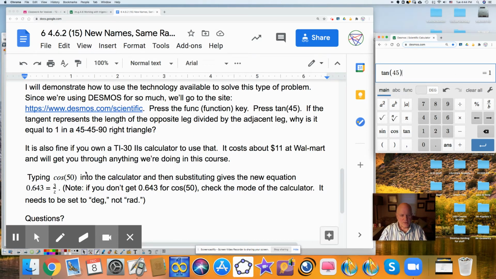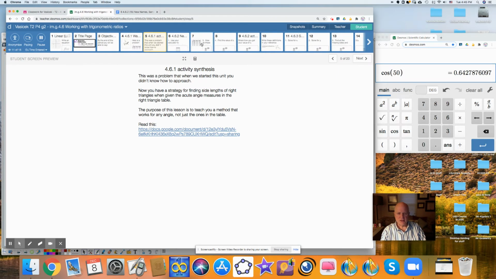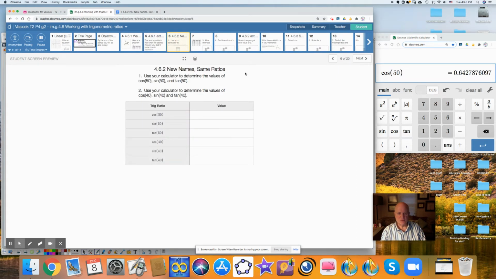We can also type in the cosine of 50. So we had this expression, and we should get 0.643 when you do the cosine of 50, when we round it to 3 decimal places. If you're not getting that, it may be because you're not using degrees, you might be using radians. It would give you a different value if you're using radians from degrees. So this was our big discussion today, and now the rest of this class was spent on doing some practice.